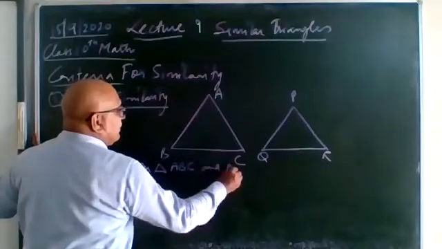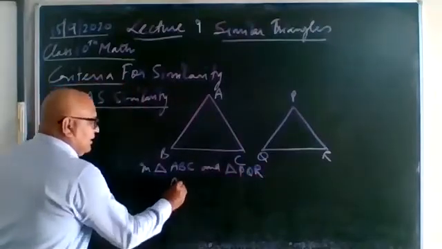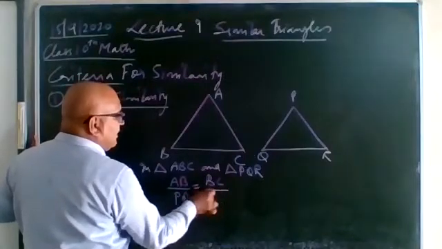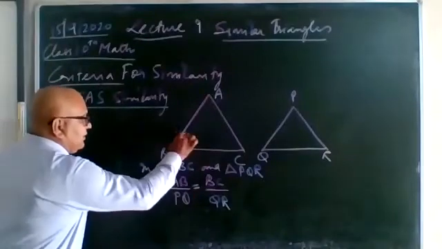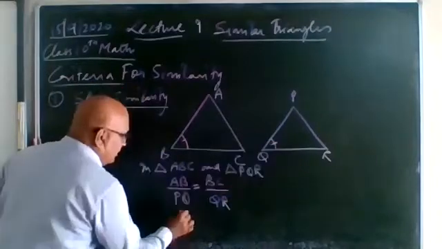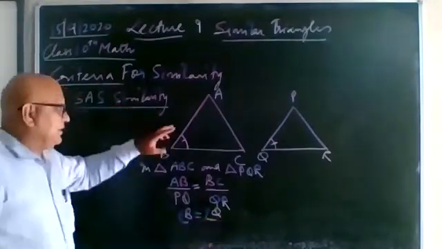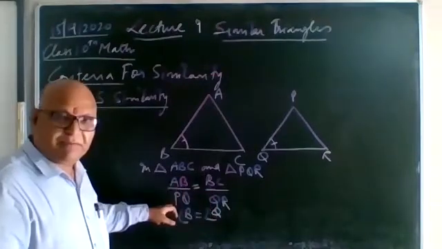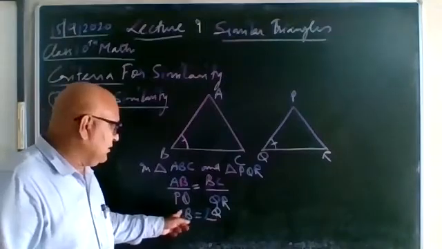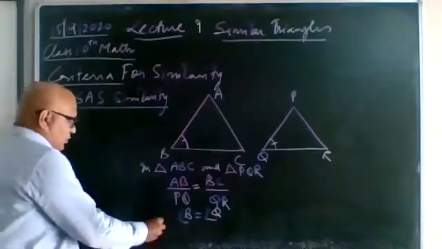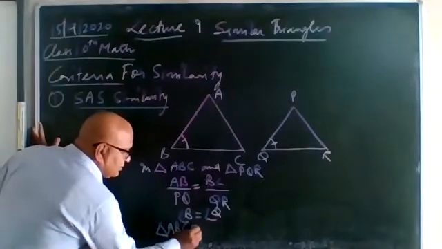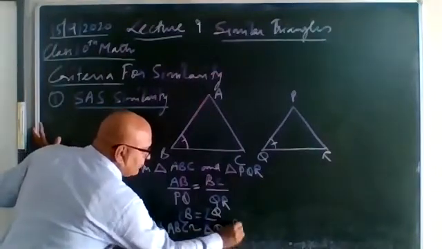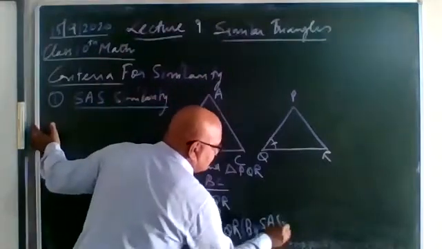Now, in these two triangles, you will say in triangle ABC and triangle PQR, AB upon PQ equal to BC upon QR, and angle B equal to angle Q. If this is the condition, if the ratios AB upon PQ and BC upon QR are equal, and the included angle B is equal to angle Q, then triangle ABC is similar to triangle PQR by SAS similarity.